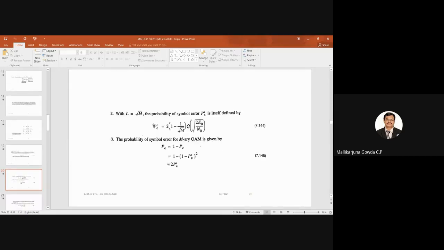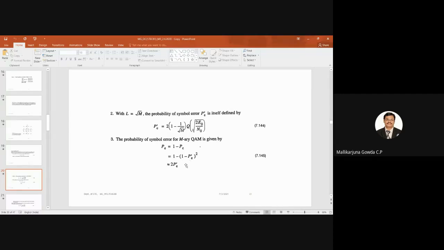So here we say, what is L, and the probability of symbol error P dash E is given by this formula. P dash E is equal to 2 of 1 minus 1 by root M into the Q function of root of 2 E naught by N naught. Then we are going to substitute this value. The probability of symbol error is 1 minus PC. So you substitute PC as equation 1, what I discussed in the previous slide.